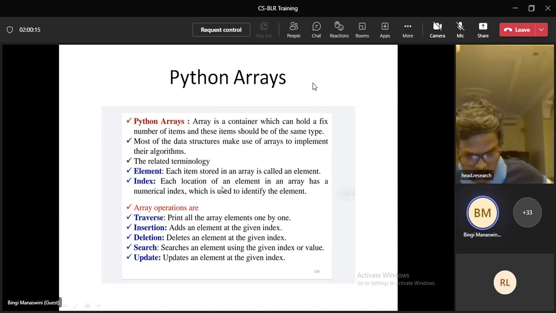The terminology in Python arrays are element and index. Each item which is stored in the array is known as an element, and index is used to point to each element in the Python array.